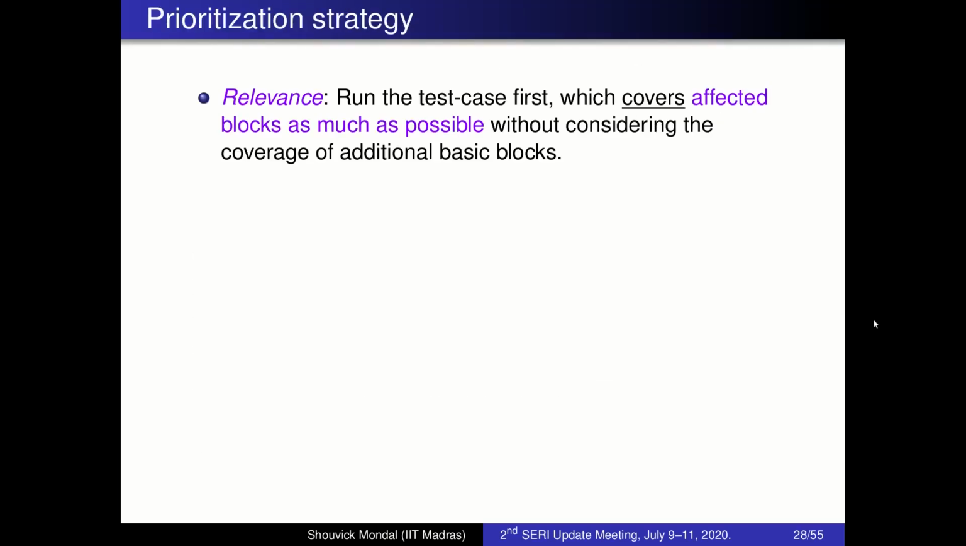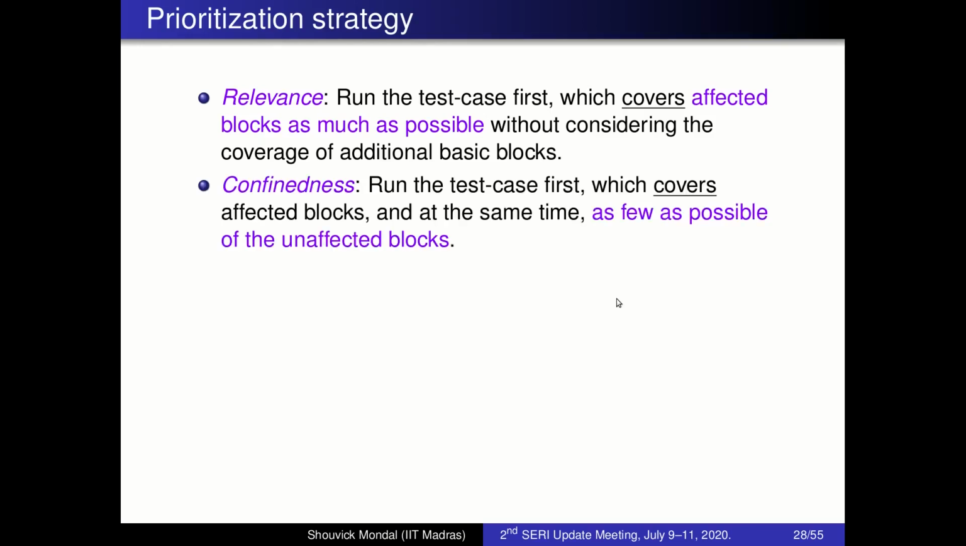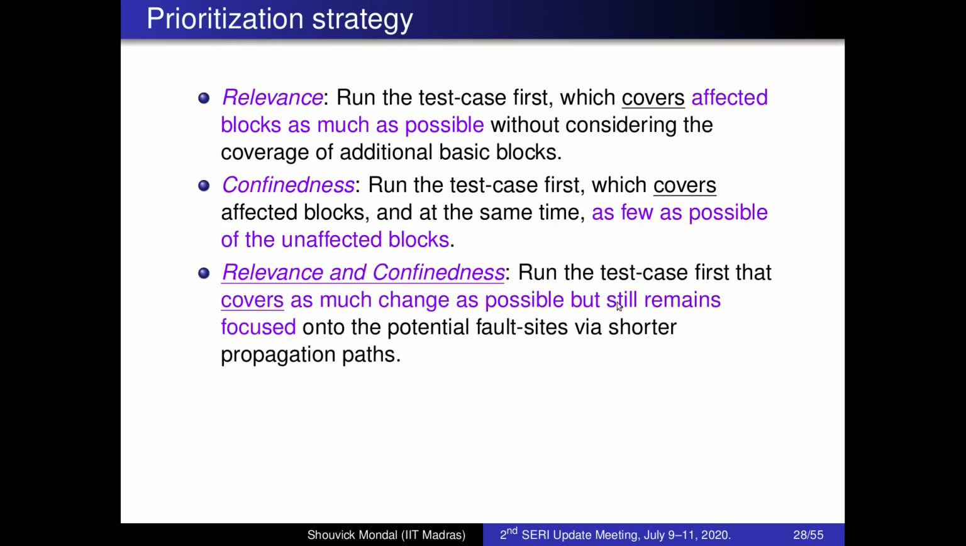The prioritization strategy that we follow is relevance and confinedness. By relevance we mean that we run first those test cases which cover affected blocks as much as possible. Confinedness, on the other hand, also covers affected blocks, but importance is given to how few of the unaffected blocks it covers. Now we combine these two and run the test case which covers affected blocks as much as possible, and also doesn't cover unaffected blocks. That means high relevance and high confinedness, that means it doesn't get distracted away.